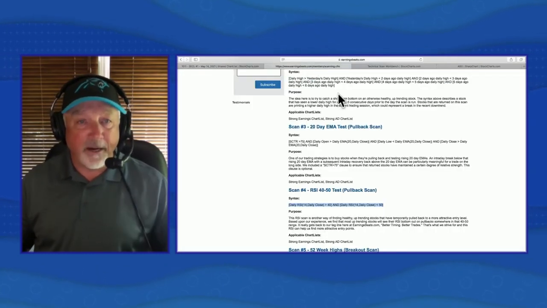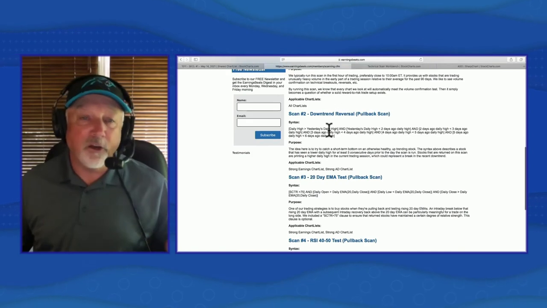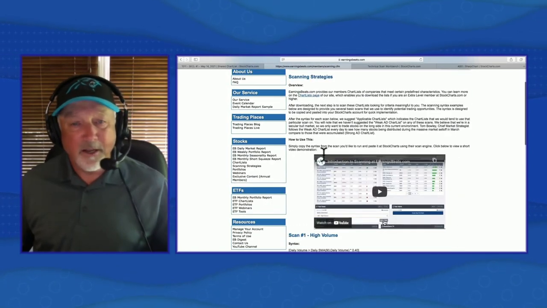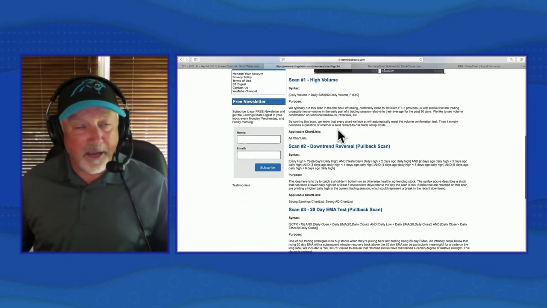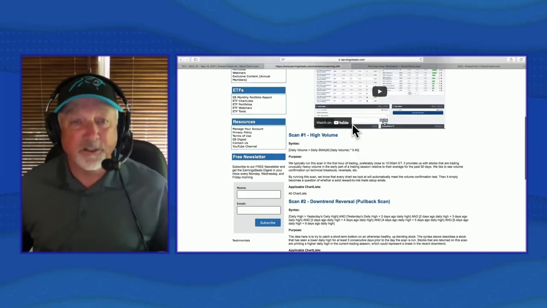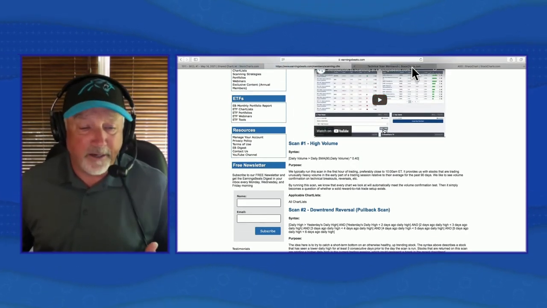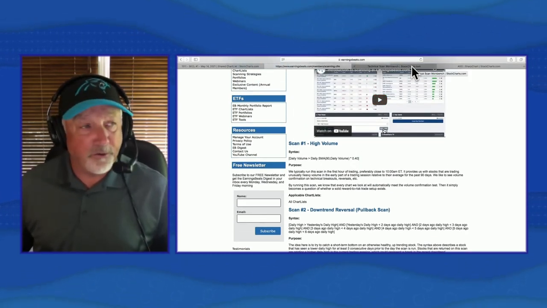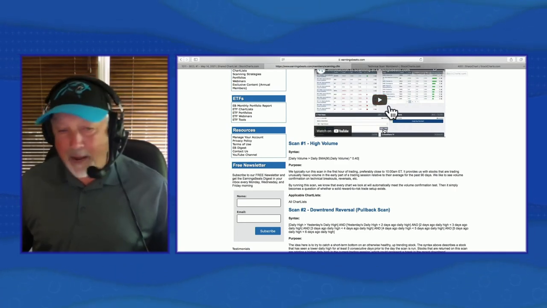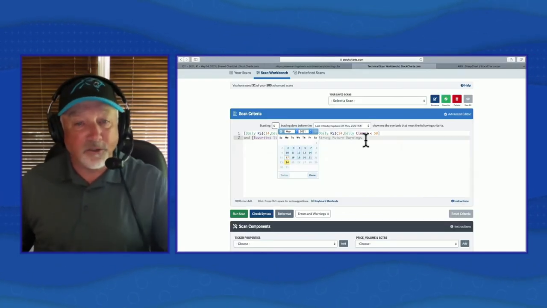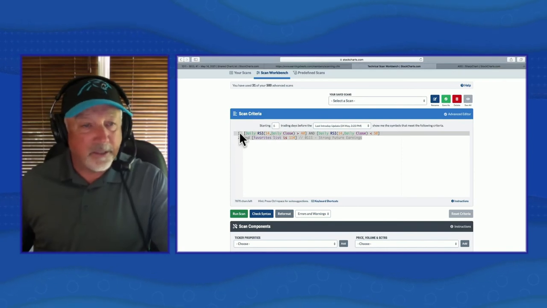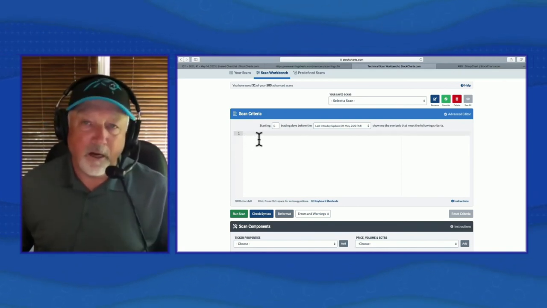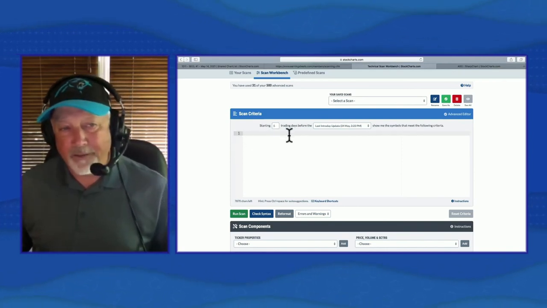And then once you've got everything set up, you can go to our scanning strategies page, copy a scan that you like, or make up your own scan, whatever scan you find that would work for you and your trading style, copy it, go into that technical scan workbench, and simply type in or copy and paste that scan strategy.